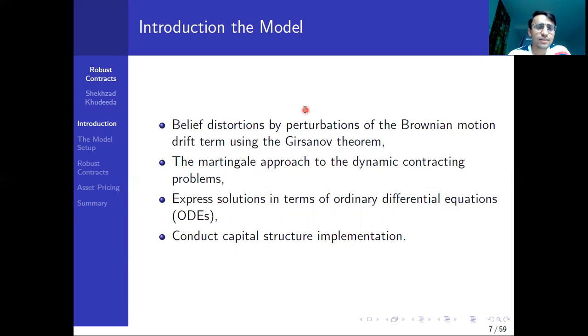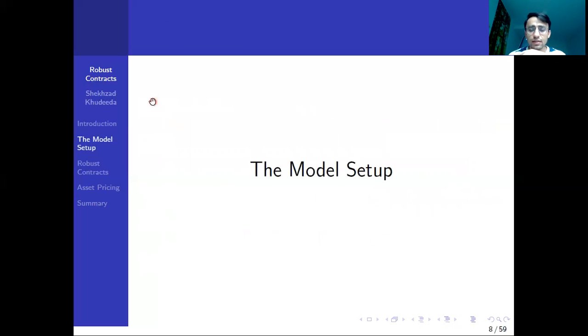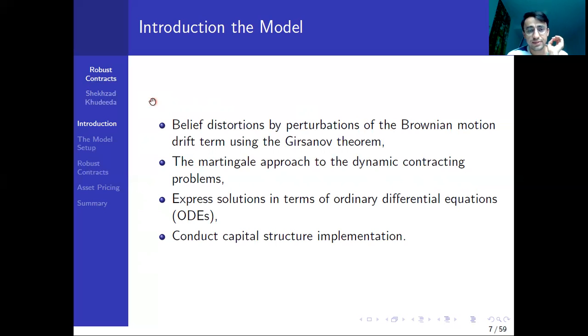Now we will ask ourselves why the continuous time framework is important for this model. Actually, I listed some points here. First, it allows us to represent the belief distortions by perturbations of the Brownian motion by using the Girsanov theorem. Second, it allows us to adopt and enlarge the martingale approach to dynamic contracting problems. And third, it allows us to express the solutions in terms of ordinary differential equations that can be solved numerically, which has had a huge impact in economics.